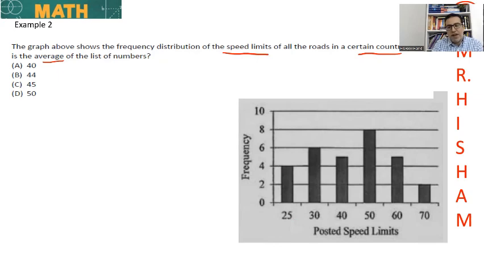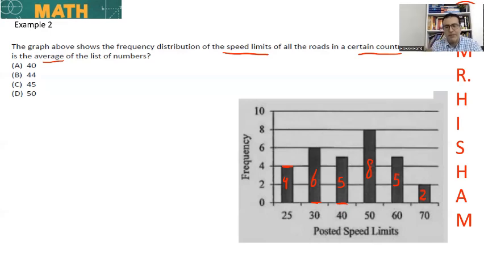Speed of 25, I have 4 cars driving. Speed of 30, I have 6 cars. Speed of 40, I have 5 cars. Speed of 50, I have 8 cars. Speed of 60, I have 5 cars. And finally, speed of 70, I have 2 cars. So if you wanted to change it into a table, the table is in front of you.